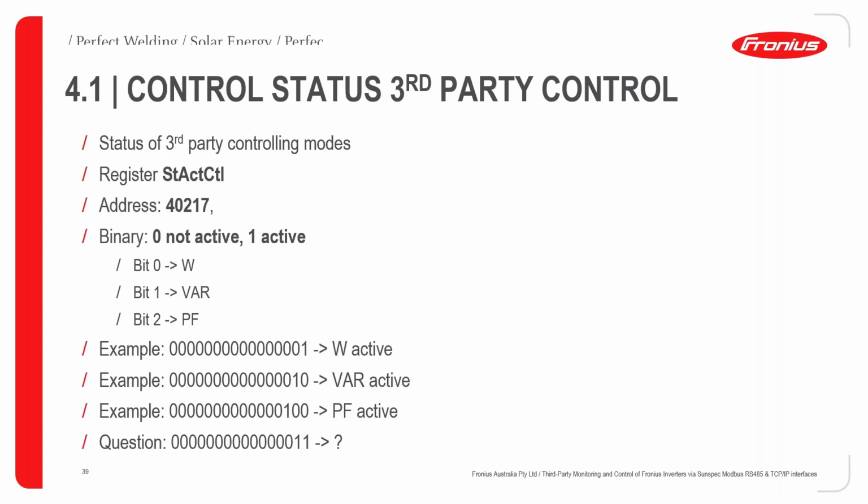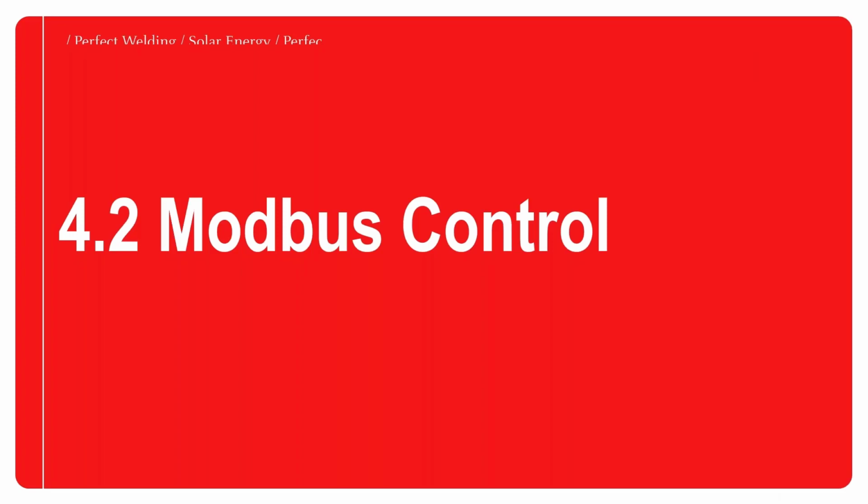Quick question here for you. If bits 0 and 1 are set at 1, what mode is active? I mean, it's easy to deduce: that will be the watts and the VARs are active. What does active mean? That means that third-party control has been engaged for those two modes. We'll go into more detail later on how to do that. Something to be aware of is whether control has been activated or not.